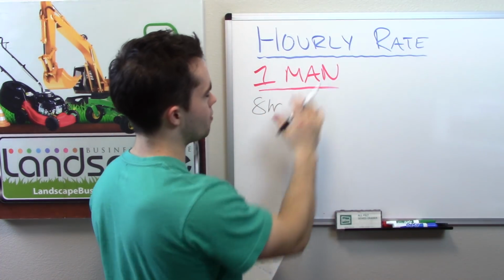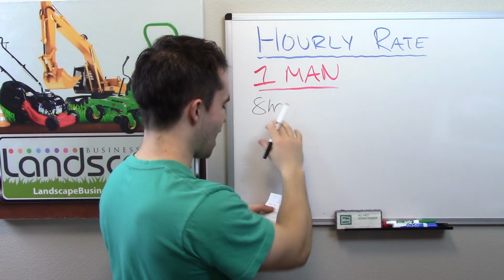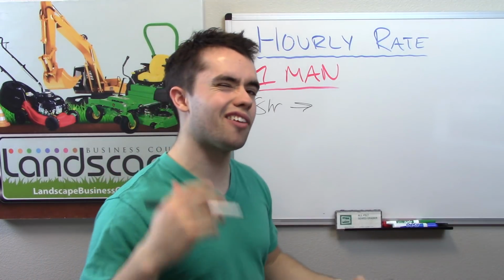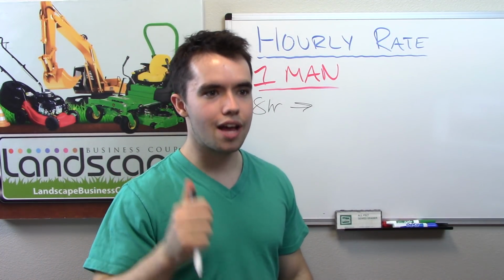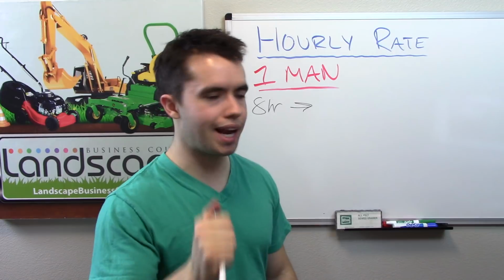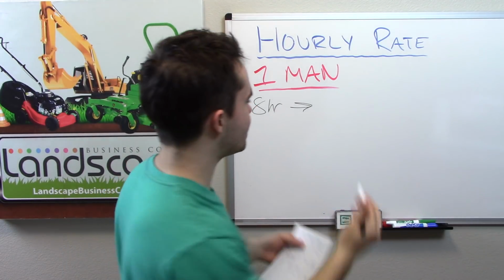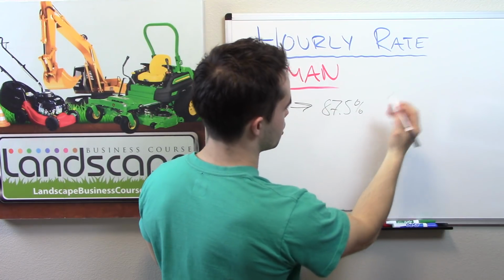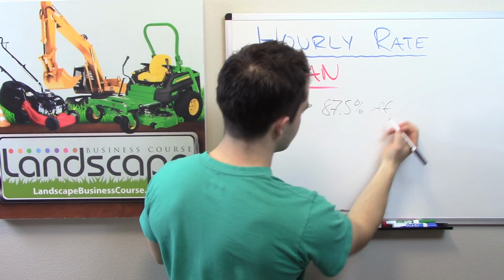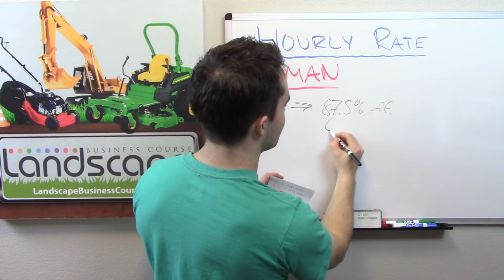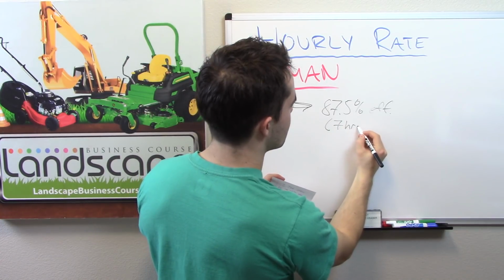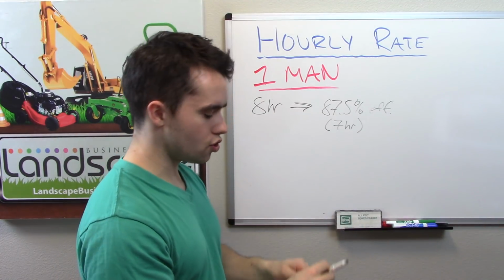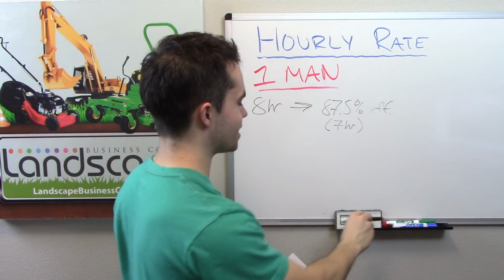So we're going to assume that this one-man crew works an 8-hour day. Now, remember, in an 8-hour day, they're not working at someone's house and doing billable hours all 8 hours. So we're going to assume an 87.5% efficiency rating. That basically comes out to 7 hours of actual working time. So out of an 8-hour day, this employee is going to work 7 hours.